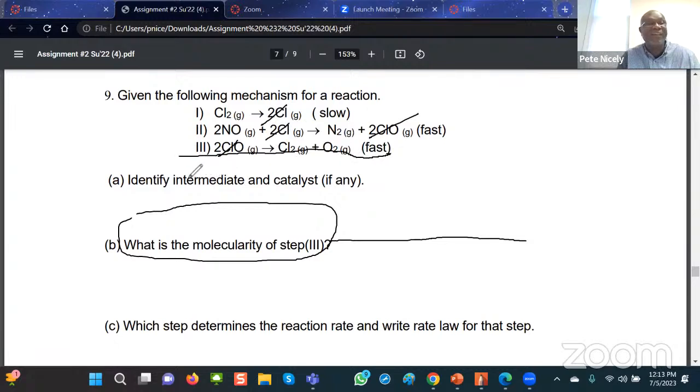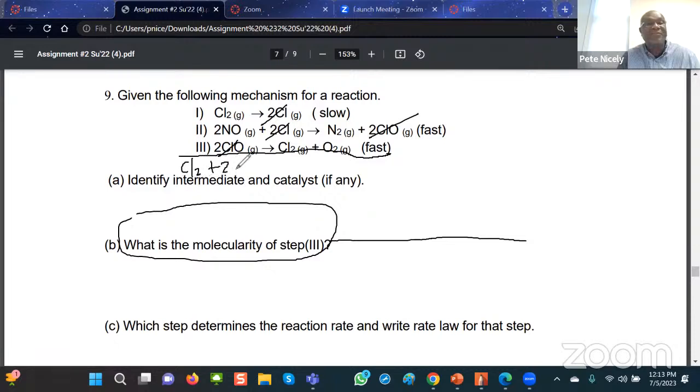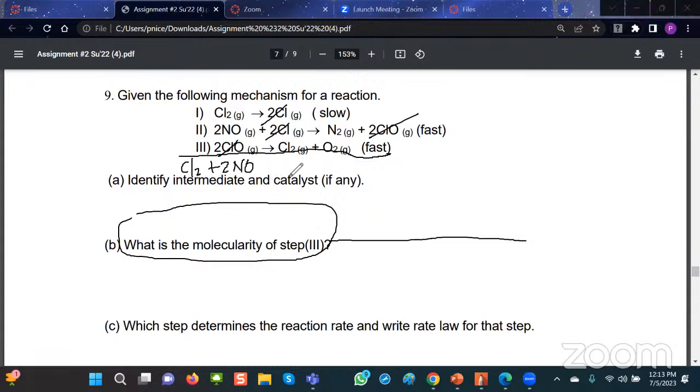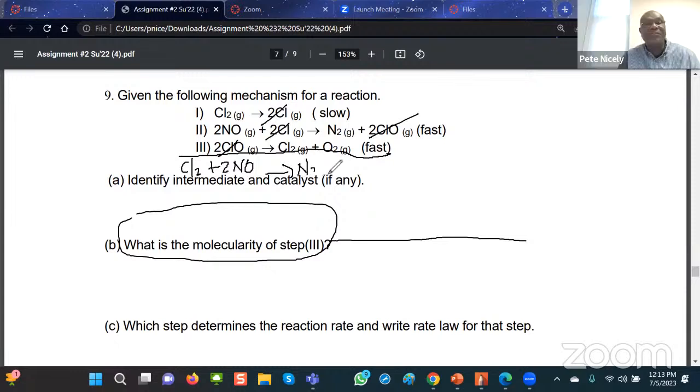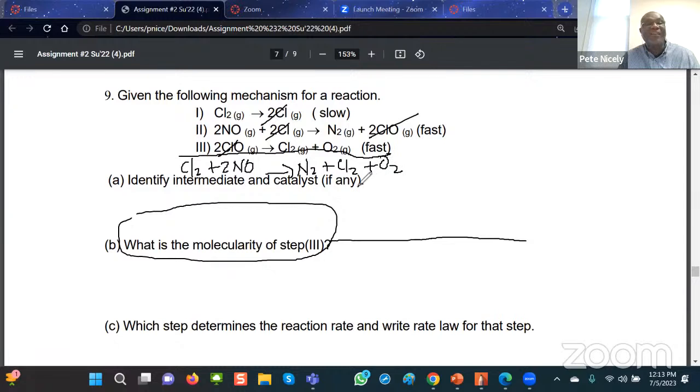So it's going to be Cl2 plus 2NO, right? And reacts to give then N2 plus Cl2. Oh yeah, you're right. Plus Cl2 plus O2. No, wait a minute. The Cl2 would cancel out as well because it's a catalyst. So the Cl2 would not be there. So it's simply 2NO to form N2 and O2. And that would be the answer that you would put down here.